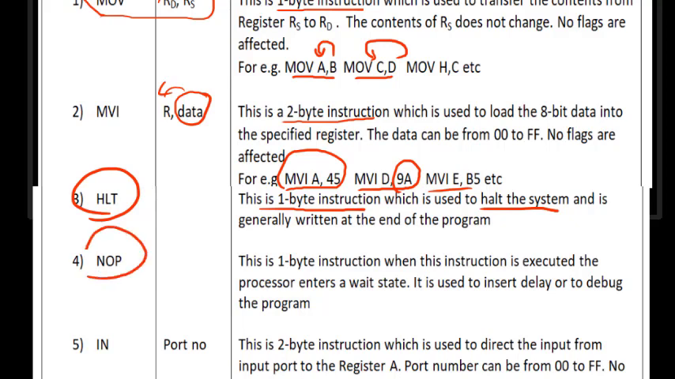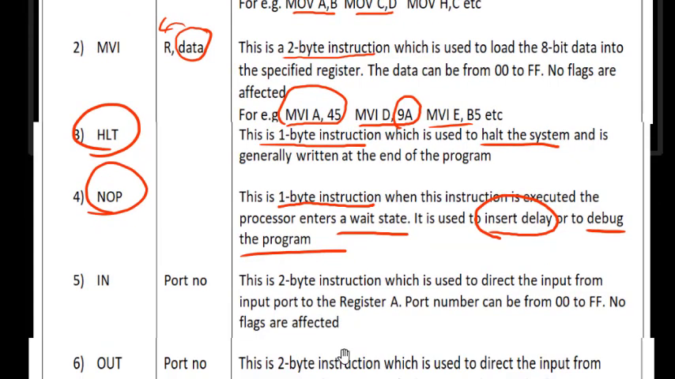Next is NOP. Halt is also 1 byte. NOP means no operation. This is a 1 byte instruction. When it is executed, the microprocessor enters a wait state. It waits for some cycles and then again starts executing the program. This NOP is used to insert a delay. There are some programs where we require a delay, so it can be used to introduce a delay of very short period, or we can also use it to debug the program, to find the bugs in the program.